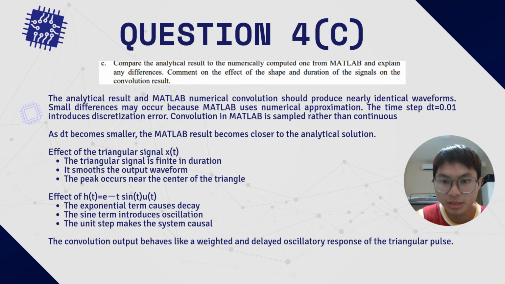For the answer of question 4c, the analytical result and the MATLAB numerical convolution should produce nearly identical waveforms. Small differences may occur because MATLAB uses numerical approximation. The time step dt equal to 0.01 introduces discretization error. Convolution in MATLAB is discrete rather than continuous. As dt becomes smaller, the MATLAB result becomes closer to the analytical solution.